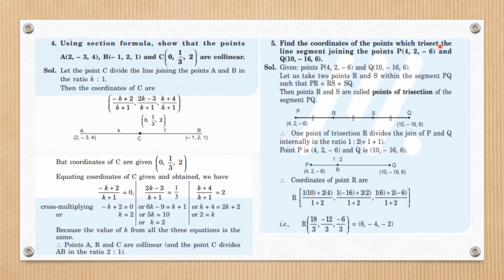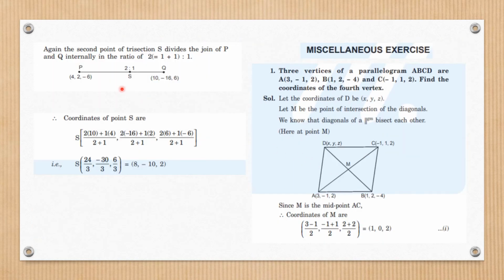Number 5 is: find the coordinates of the points which trisect the line segment joining the points P(4, 2, -6) and Q(10, -16, 6). So trisection means you need to take 2 points, like R and S. R is dividing this PQ in 1:2, as this length is 1 and this is 2. And S is dividing in 2:1. So to get the coordinates of R, I'll apply the section formula by taking it as 1:2 and I'll get it as (6, -4, -2). And for the second one, S is dividing in 2:1, so the coordinates of S will be (8, -10, 2).